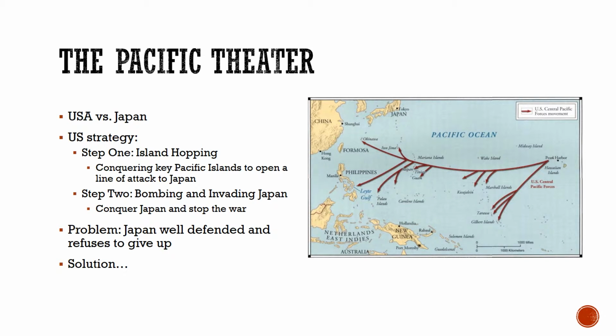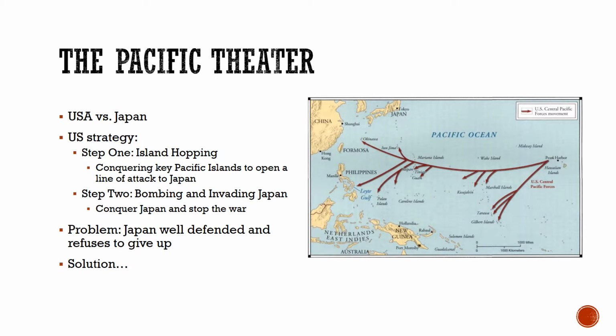In the other theater, the Pacific Theater, it's basically the United States all by itself against Japan. And the United States strategy here is a strategy known as island hopping. And basically what this means is that they're going to attack and conquer key islands to secure a route across the Pacific Ocean. And this is basically the fastest way for the United States to get across the Pacific Ocean and to attack Japan. And so they conquer little islands, famous little islands like Iwo Jima or Okinawa.